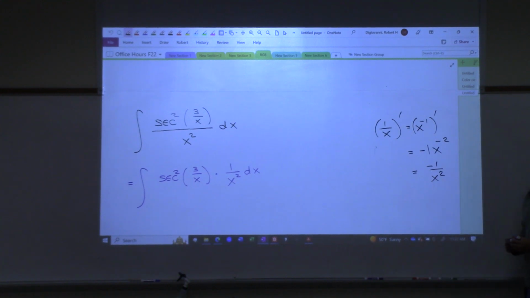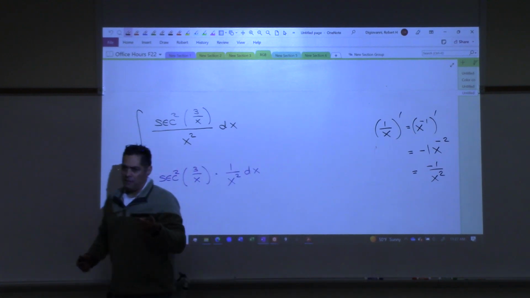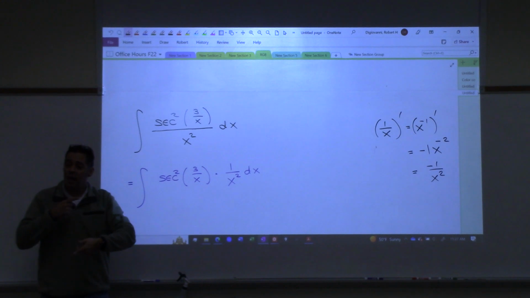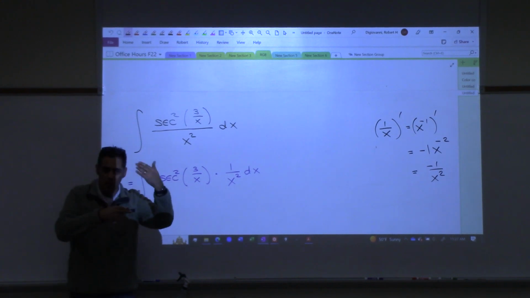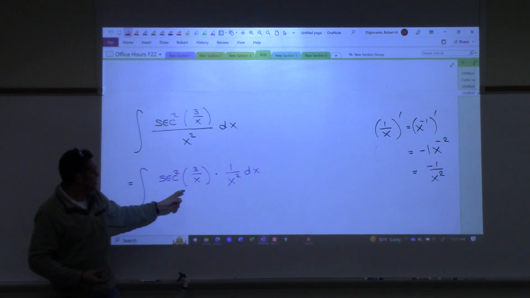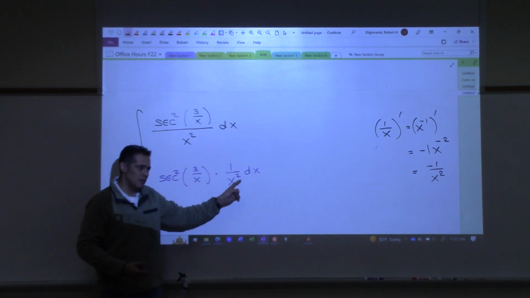So if you recognize the fact that the derivative of 1 over x is going to somehow turn out to be a 1 over x squared, it's going to look like that, then it's easier for you to see that somehow the derivative of this in here is connected or related to that.